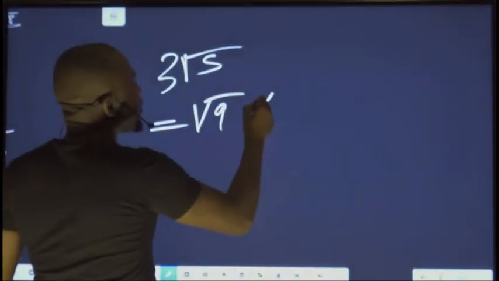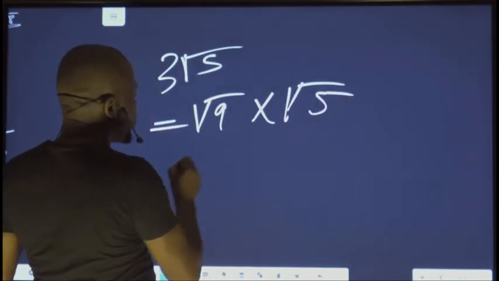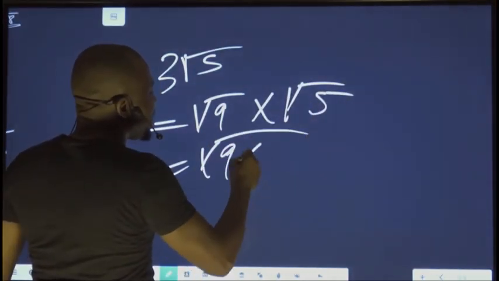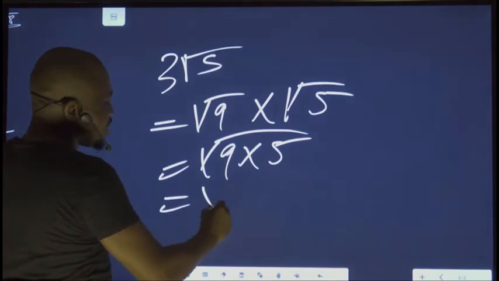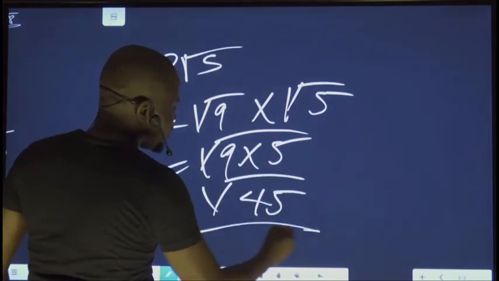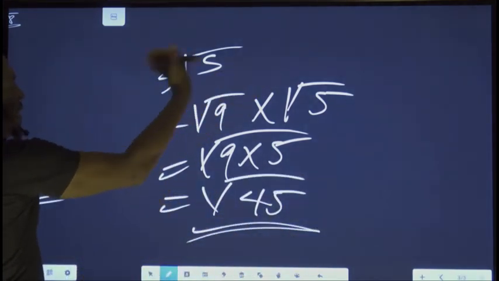You are given 3 and 5. This basic form moves to the surds form. That is equal to the square root of 9 multiplied by the square root of 5, which is the square root of 9 multiplied by 5, which is the square root of 45. So this is the surds form. This is the basic form.